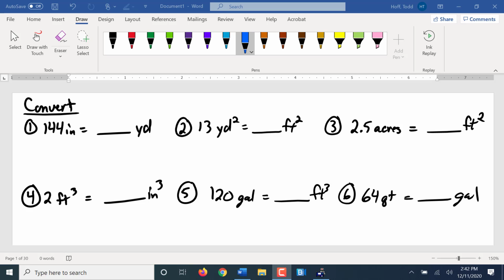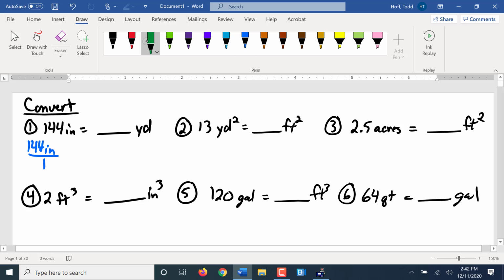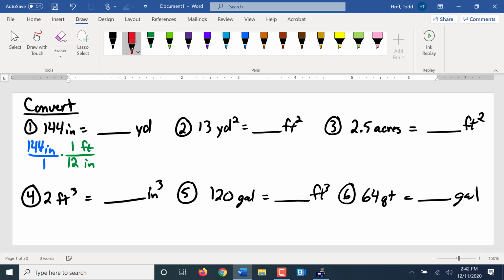Okay, so for number one here, converting from inches into yards, we don't necessarily have a direct conversion directly into yards, but we're going to put the inches on bottom to get rid of them, and we'll go to feet first. What's our relationship between feet and inches? 12 inches in a foot. Good. So the inches are gone. That would put us into feet.